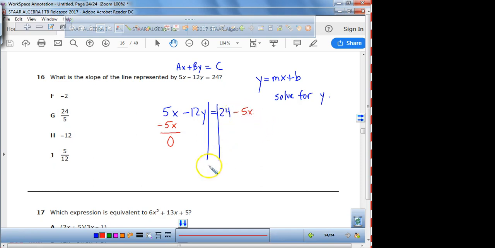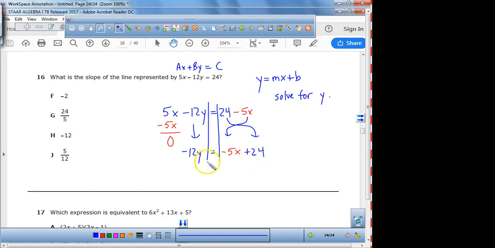Now, I'm going to bring this down. You have negative 12y equals. Now you can't combine those. The reason you can't combine them is because they're not like terms. That's a 24, that's a constant. That's a monomial, which means it has a variable attached to it. So all I'm going to do is bring down the negative 5x, and I'm going to bring down the plus 24.